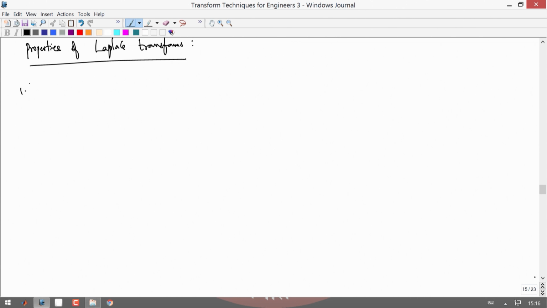To start with, this is a kind of shifting property. If f bar of s is the Laplace transform of f of t, which is a function of s, then the Laplace transform of e power minus a t times f of t is equal to f bar at s plus a, where a is a real number. We can easily see this.